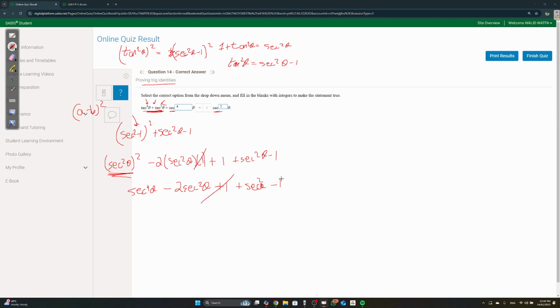I don't know why my handwriting is like this. 1 with 1. Minus 2 secant squared theta plus secant squared theta becomes minus secant squared theta, right? So secant to the power 4 theta, minus 2 plus 1 is minus 1 secant squared theta. Bam. Okay, done.